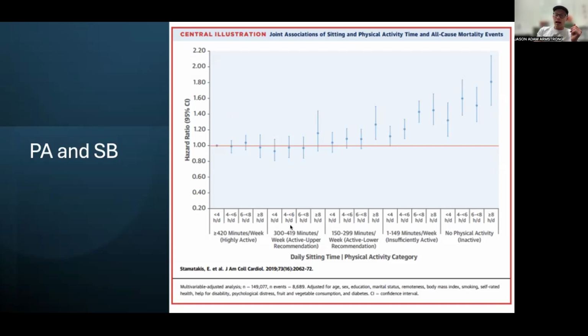In these two highly active categories, we saw no increased risk for mortality, even with people sitting more than 8 hours per day. Okay, there's a slight trend toward it here, but that still crosses my baseline level of risk. So in any case, it's interesting to look at the sedentary behavior piece and how that interacts with the physical activity piece as well.